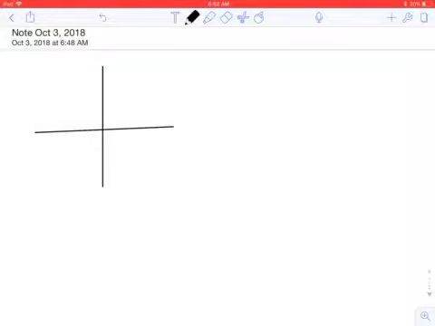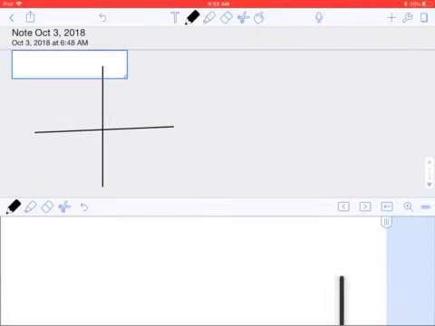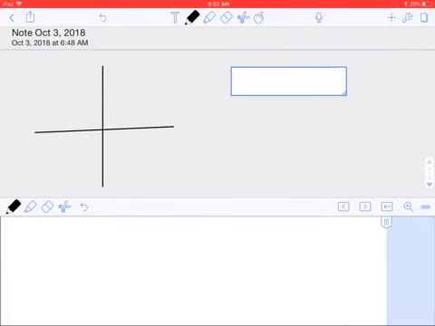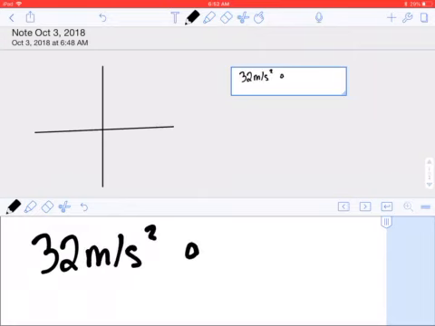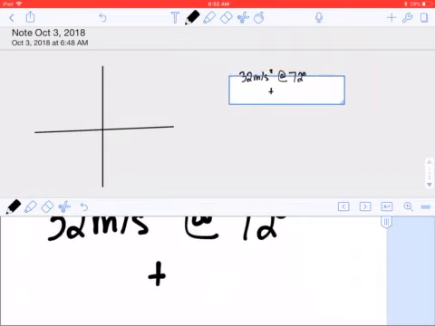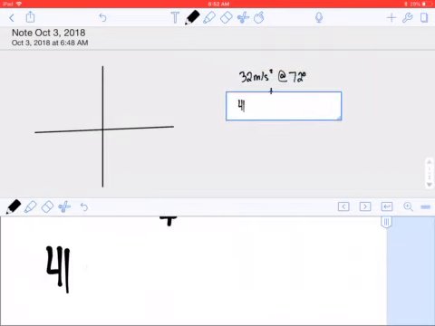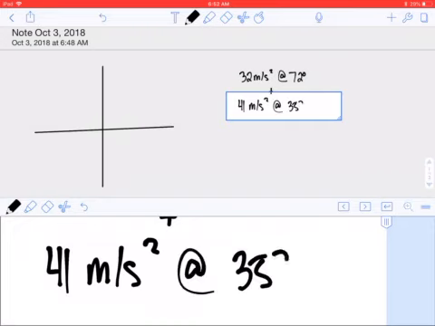Okay, so today what we're learning is how to add vectors using math. For example, if my first vector that I want to add is 32 meters per second squared at an angle of 72 degrees, and I want to add that to a vector of 41 meters per second squared at an angle of 35 degrees.